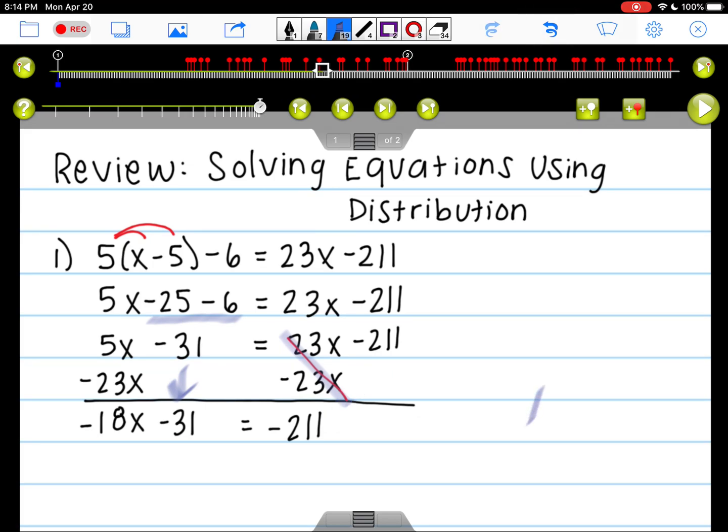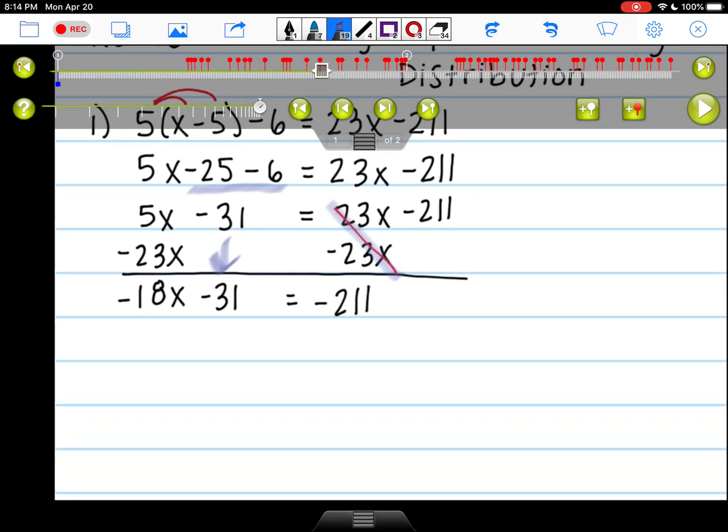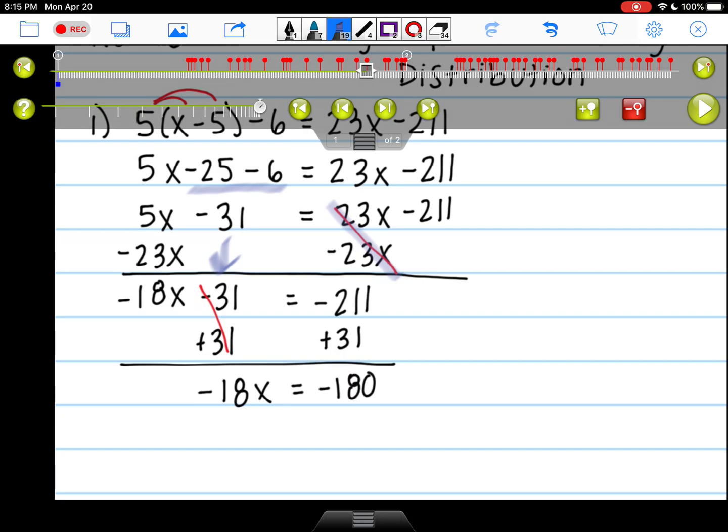Okay, so now I'm going to move the 31 to the other side, right? I'm combining like terms still, so I'm going to move that over there by adding 31 to both sides. Again, negative 31 plus 31 cancels out, that's 0. So all we have left is negative 18x on this side equals negative 180.